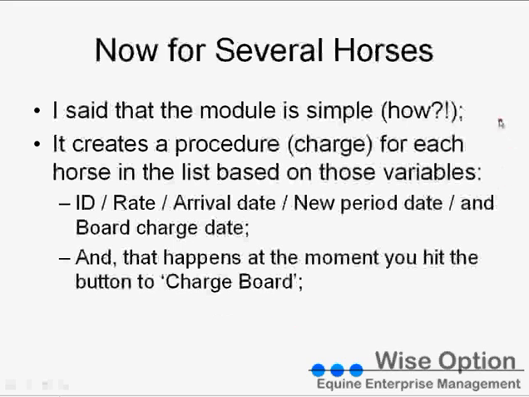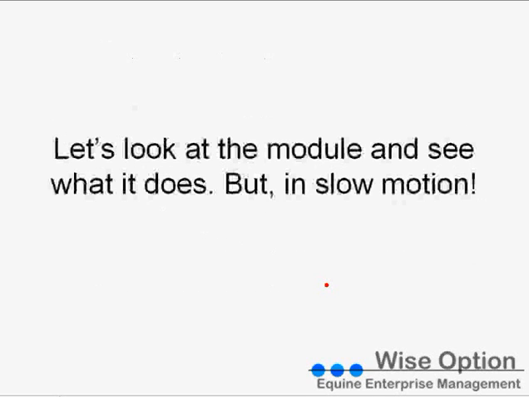I said the module is simple. How come? Well, because actually all it does is create a procedure or a charge for each horse in the list based on those variables. So the boarding list will be there, and based on those variables, it will get the first horse in the list and perform the same thing. Calculate the number of days, see if it is per month or per day, and place a charge into the horse procedures list. All of that will happen at the time you hit the button to charge the board. Let's look at the module and see how it works.